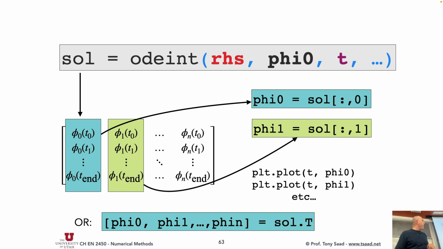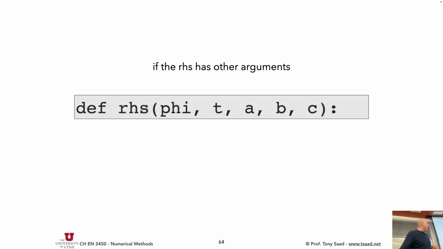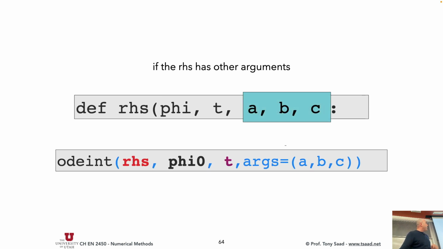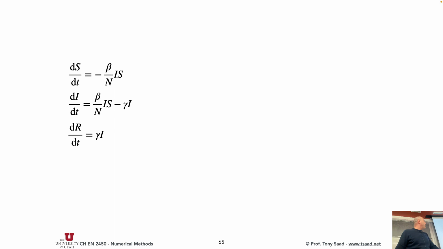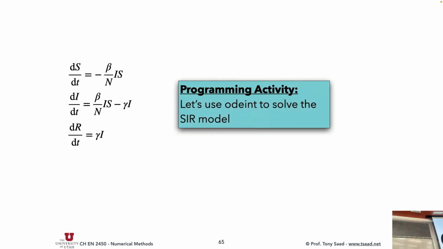And one more thing, again, ODEint allows you to pass arguments to the right-hand side function. We're going to use that over here. All right, so grab your Jupyter notebooks. We are going to solve this system of ODEs for the pandemic using these three ODEs. All right, let's do it.